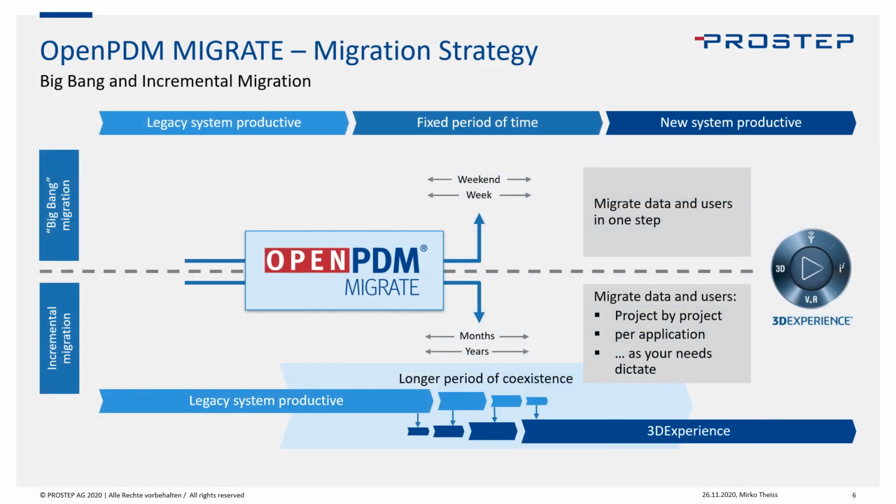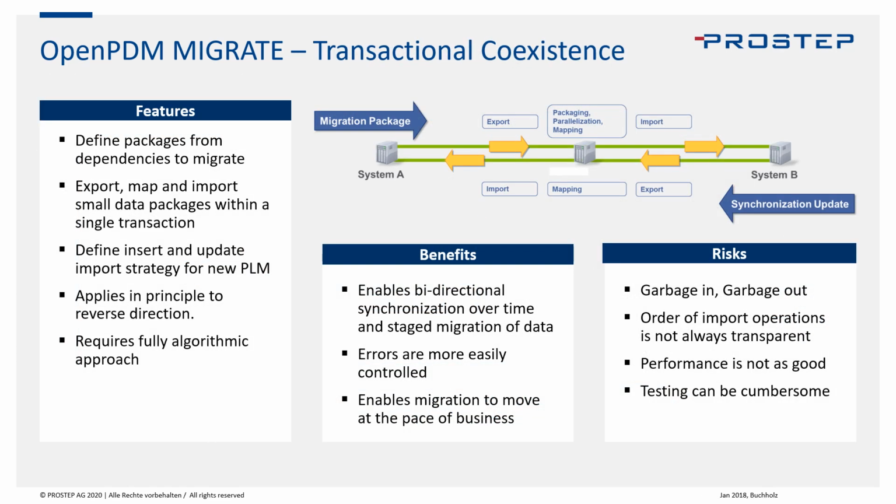As a strategy, you could approach this with either a big bang style migration, that might be a week or a weekend, to migrate all the users and all the data in one step. Or you could do an incremental or transactional migration that leaves both systems productive during the transition, and then move the data and the users over time as your needs dictate. So let's dig in a little more to the transactional coexistence style of migration.